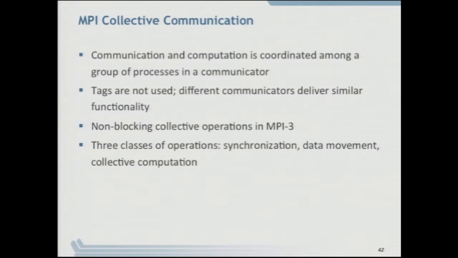So in terms of how the collectives are organized, roughly there are three classes of operations. There are collectives that do synchronization. Actually, it's just the barrier that does the synchronization. And then there are collectives that do data movement, and that is the broadcast and the gather, scatter, and so forth. And there are some collectives that also do computation in addition to data movement, and that is the reduction and the scan type of collectives.